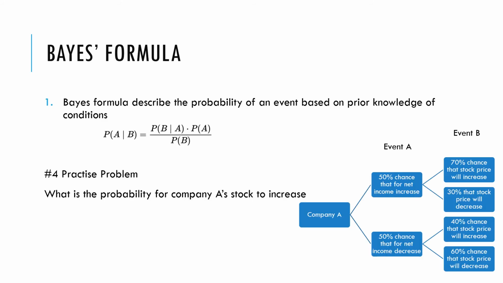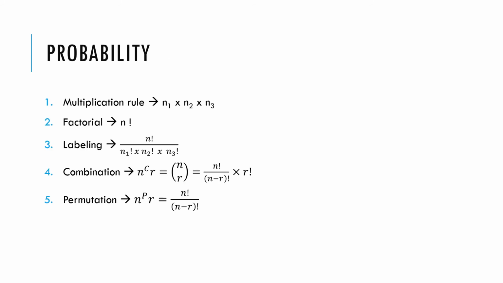The probability of stock A to increase, event B, is conditional on net income to increase or decrease in event A. And this is the calculation. This is to summarize the computation of probability using the multiplication rule, factorial, labeling, combination and permutation.